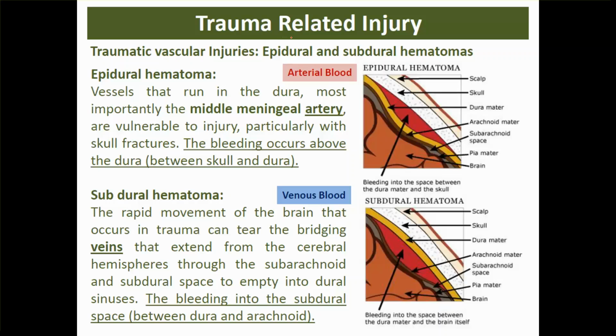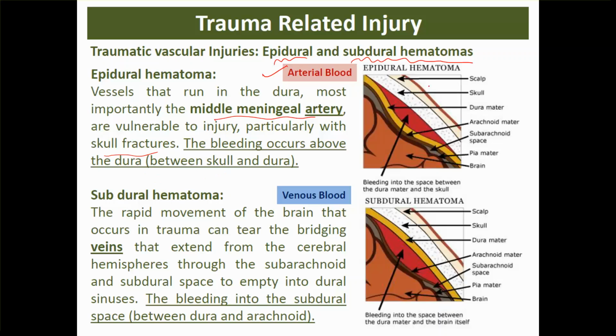Now if it is related to the dura, traumatic vascular injuries related to the dura can be either epidural or subdural hematoma, and we said it's related to the trauma. So epidural hematoma is usually arterial blood. The vessels that run in the dura, called the middle meningeal artery, are vulnerable to injury, particularly with skull fractures. The bleeding occurs above the dura, that is between the skull and the dura.